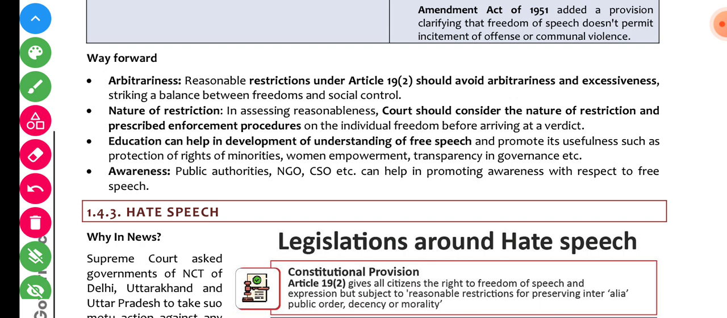Education can help in the development of understanding of free speech and promote its usefulness, such as protection of the rights of minorities, women empowerment, transparency in governance, and awareness. Public authorities, NGOs, civil society organizations, self-help groups, etc. can help in promoting awareness with respect to free speech.